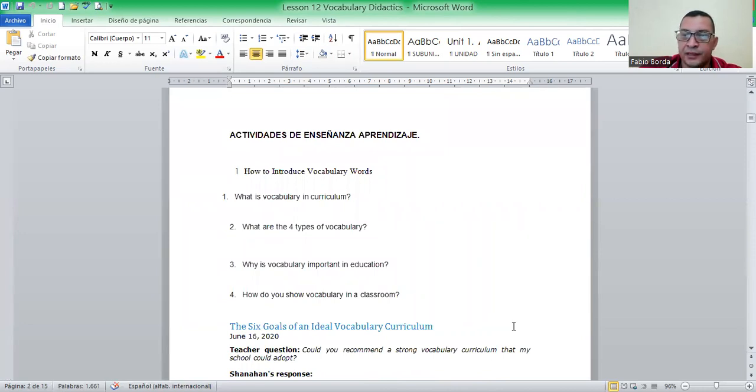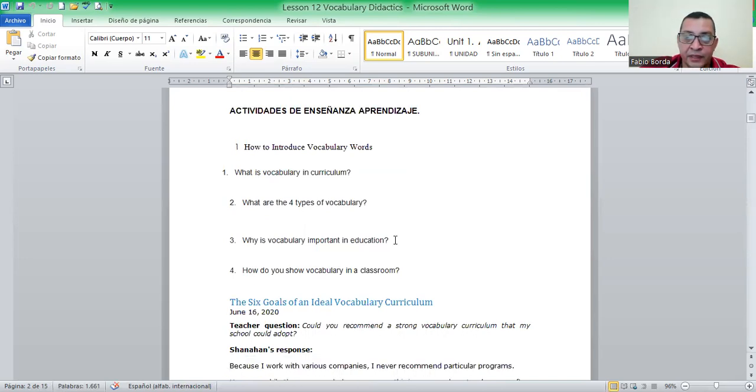The idea is that you can interact with each other in order to answer all of these questions. Try to clear up different doubts that you have in the moment that you are interacting. So the idea is that you can talk about this topic in a wide way. What are the four types of vocabulary? Why is vocabulary important in education? And how do you show vocabulary in a classroom?